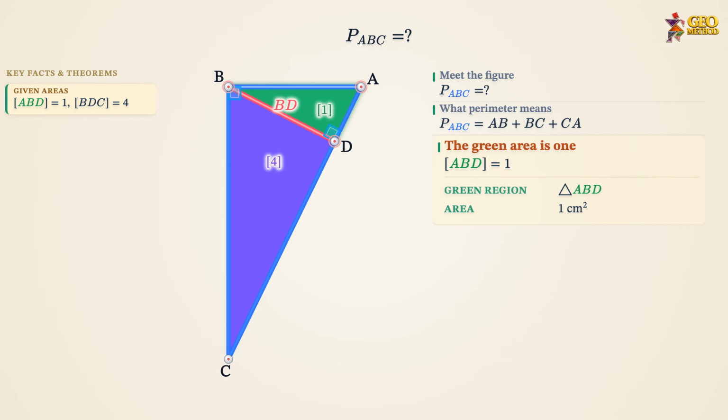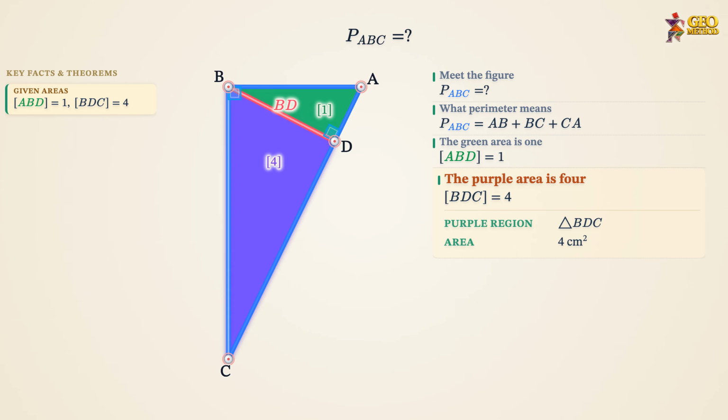The altitude splits the big triangle into two smaller ones. Look first at the green region, triangle ABD. Its area is given as 1 square centimeter. The second piece is the purple region, triangle BDC. Its area is given as 4 square centimeters. These two numbers, 1 and 4, will unlock every length in the picture.